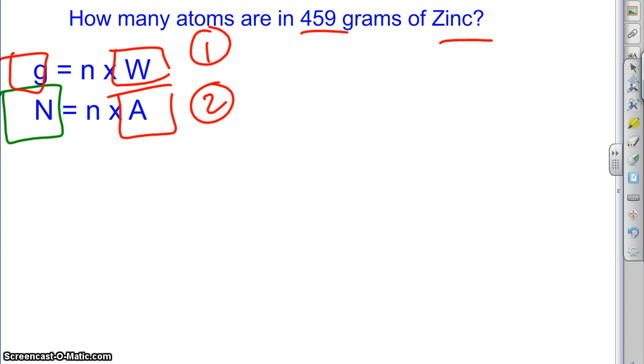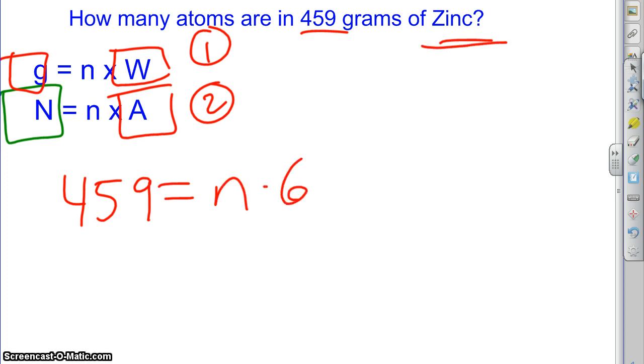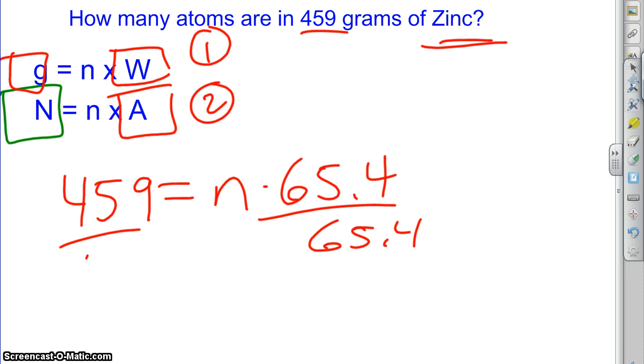So we plug in what we know. We know G is 459. We know N is what we're trying to find, and zinc, if you look it up off the periodic table to 1 decimal place, is 65.4 grams per mole. And then we divide both sides by 65.4 to get moles. So 459 grams divided by 65.4 grams per mole is 7.02 moles to 3 sig figs.